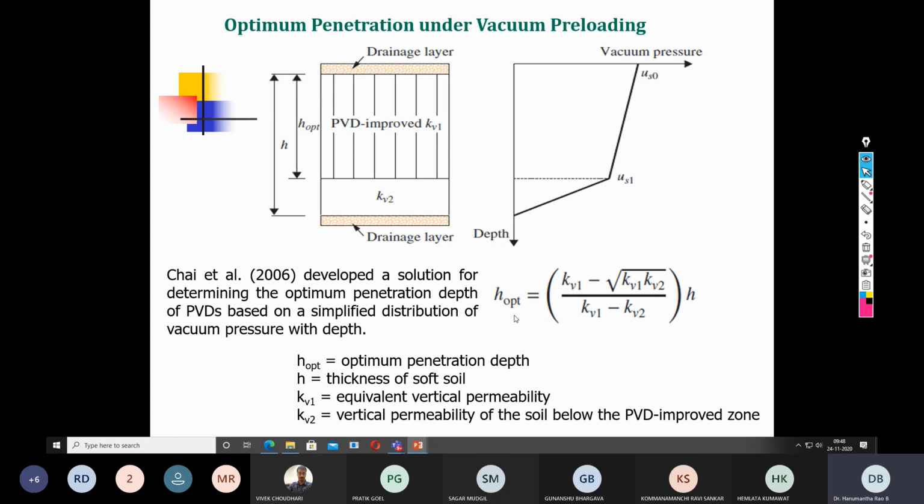So this is another equation proposed by Chai et al to calculate the minimum depth of improvement based on the permeability. Chai et al developed a solution for determining the optimum penetration depth of PVDs based on a simplified distribution of vacuum pressure with depth. When you talk about vacuum preloading, we apply the vacuum pressure in order to drain out the water through holes. A number of holes are made. The holes may be in the form of PVDs.